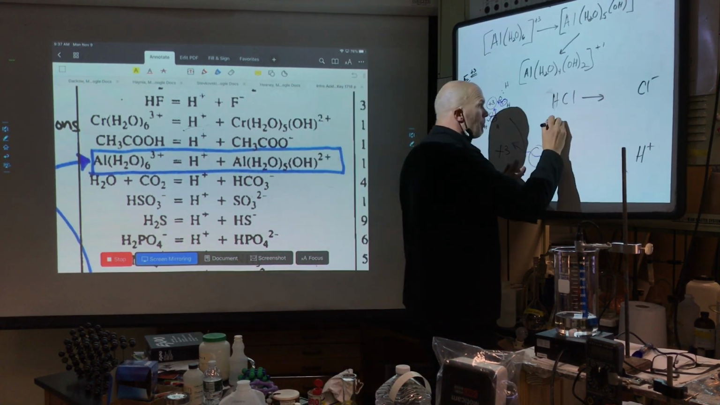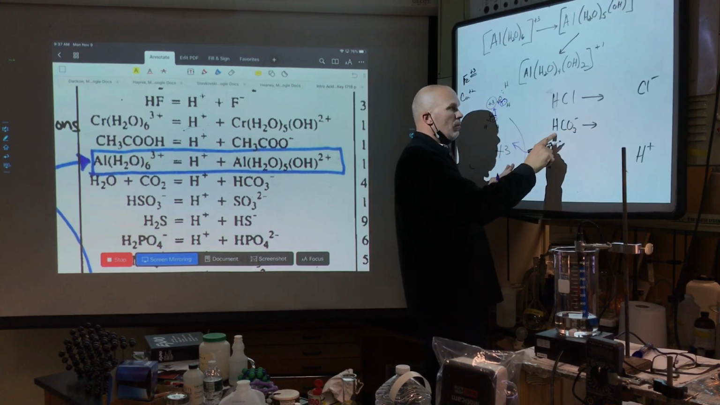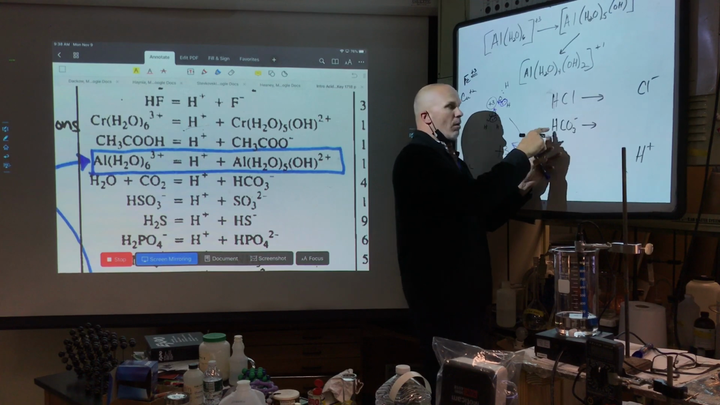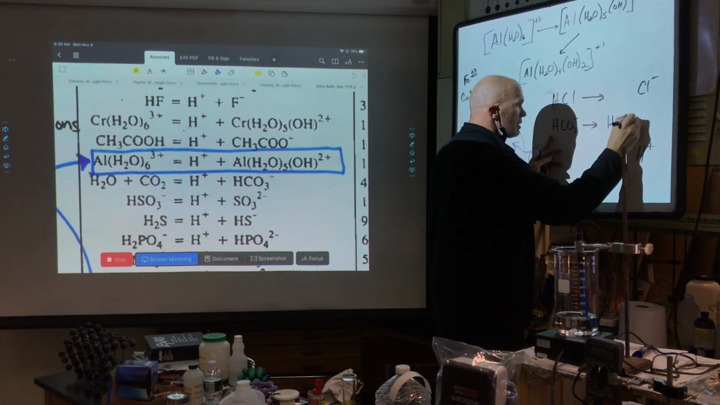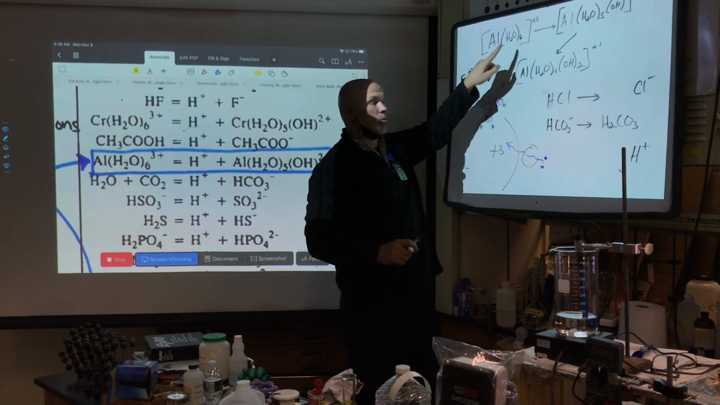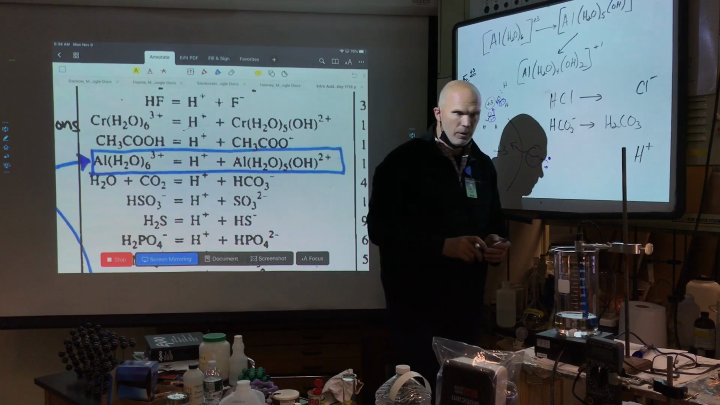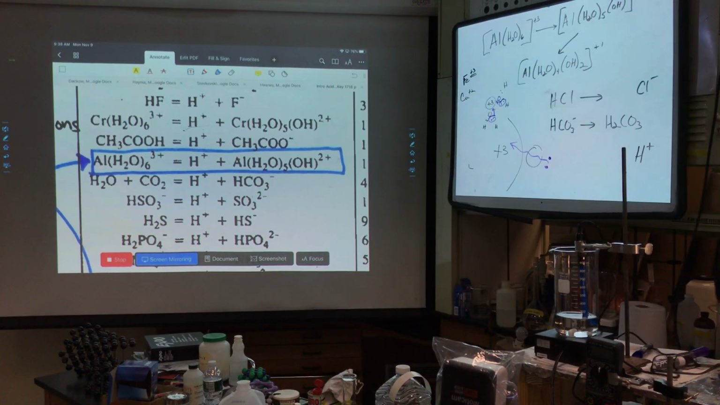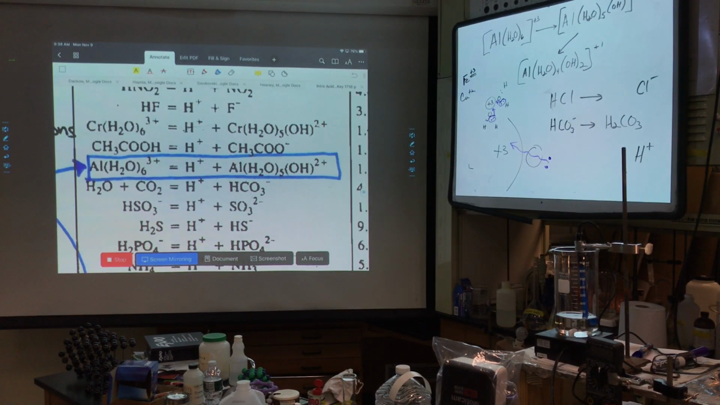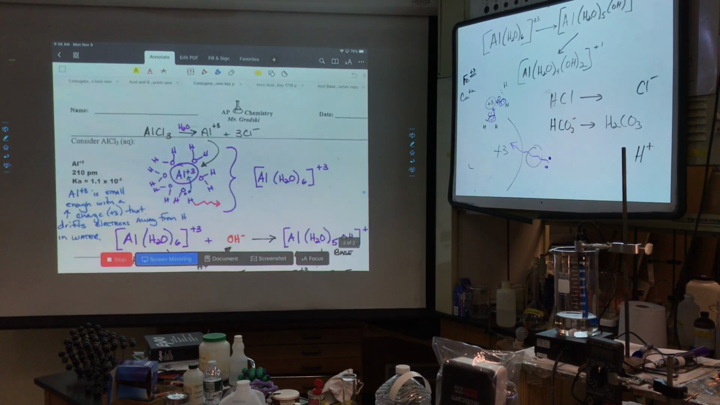Hey, what's the conjugate acid of HCO3 negative? Well, the conjugate acid's going to have one more, H2CO3. What's the conjugate acid of this? Has one more. What's the conjugate base of this? One less. Same idea. Okay? So if we take this, you had a worksheet that went with this for homework. I'm going to open that up. Pretty simple worksheet. Now, check this out.